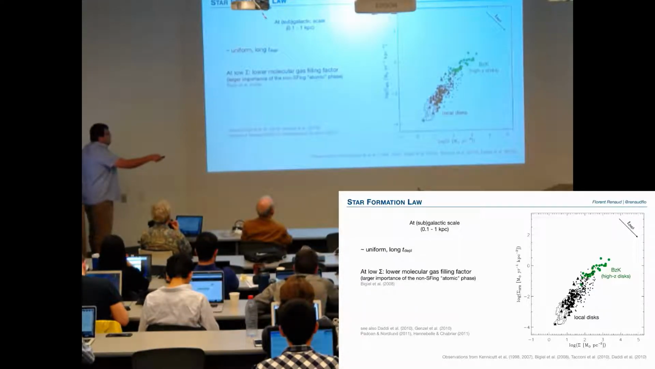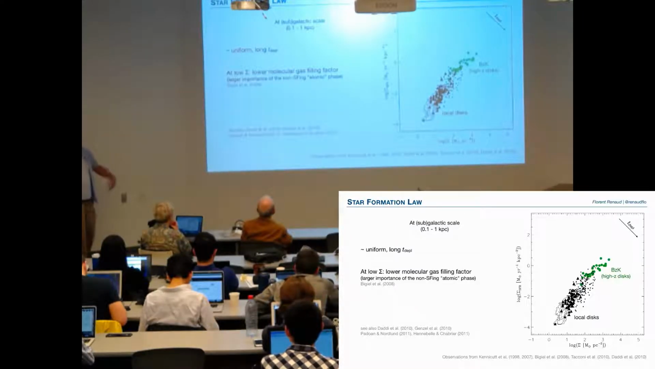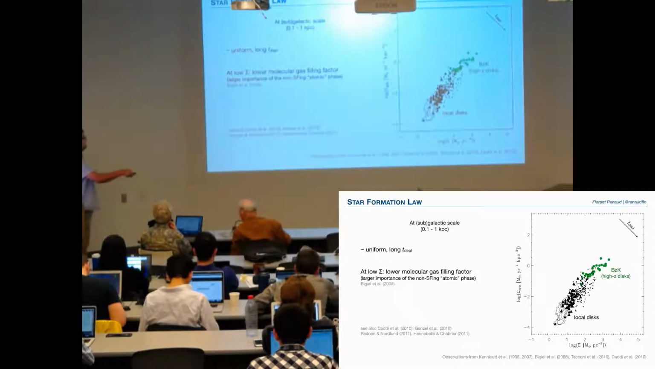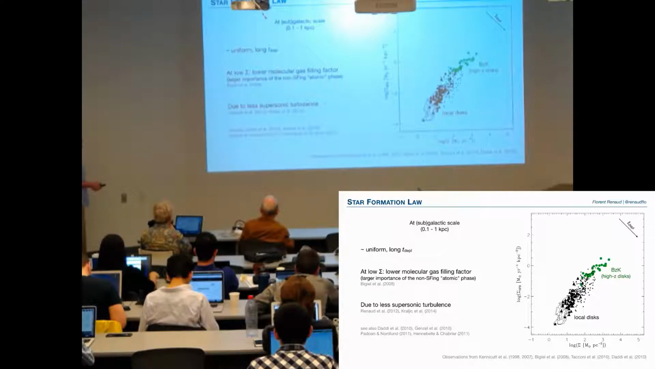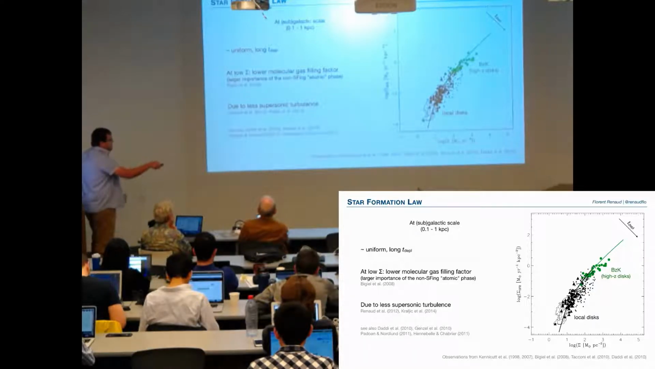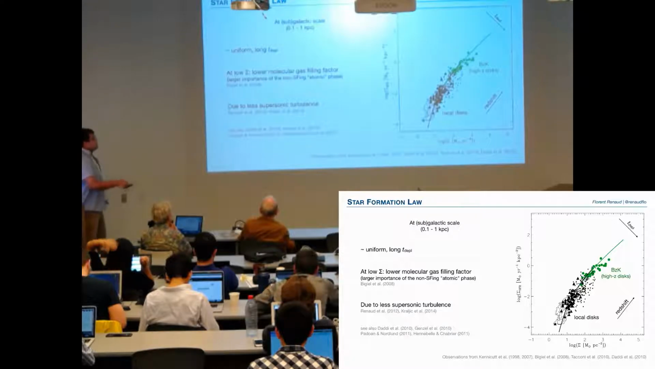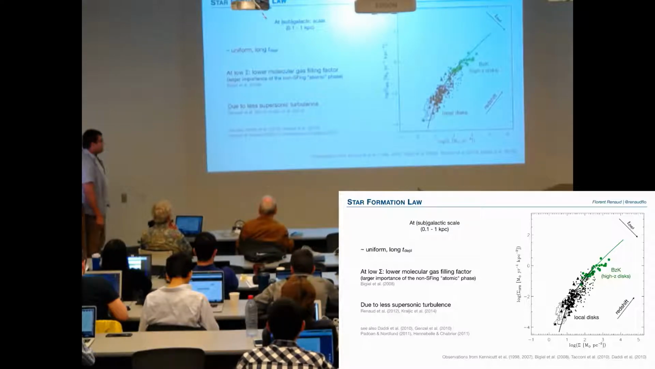And basically what we have at the low surface density of gas is a lower molecular gas filling factor. So in other words, a larger importance of the non-star-forming gas in the atomic phase. And that's why you have this little break there. This is due to less supersonic turbulence in this regime. We have shown that with simulations and also with analytical models. We can actually postdict this distribution of observations here. So basically, it's very tempting to say that if you increase redshift, you just move along this relation, which is roughly the Schmidt-Kennicutt power law.